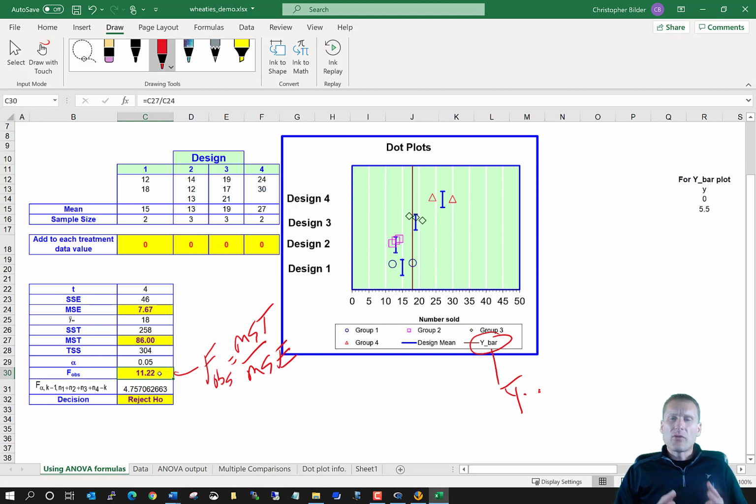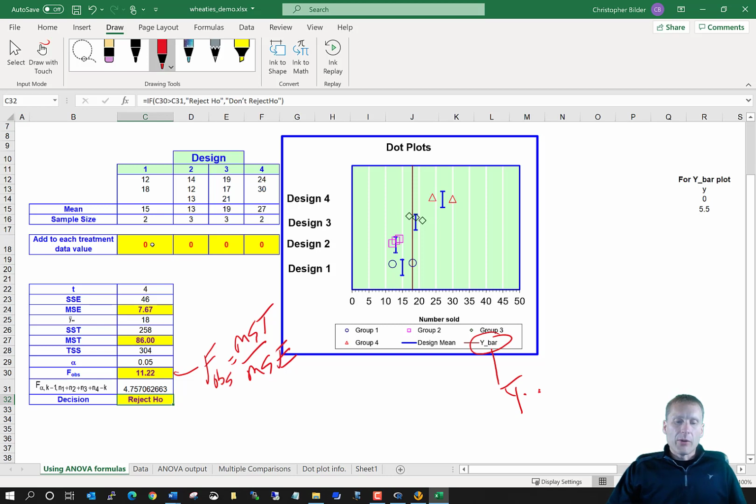But for now, let's just focus on what the actual numerical value is for F and what I actually give here for the actual decision for the hypothesis test. In this case, we would reject H0. And hopefully that makes some intuitive sense to you that we would reject based upon what we saw earlier in terms of the plot, where, for example, design 4 seems to have a lot different set of sample values than design 3, 2, and 1.